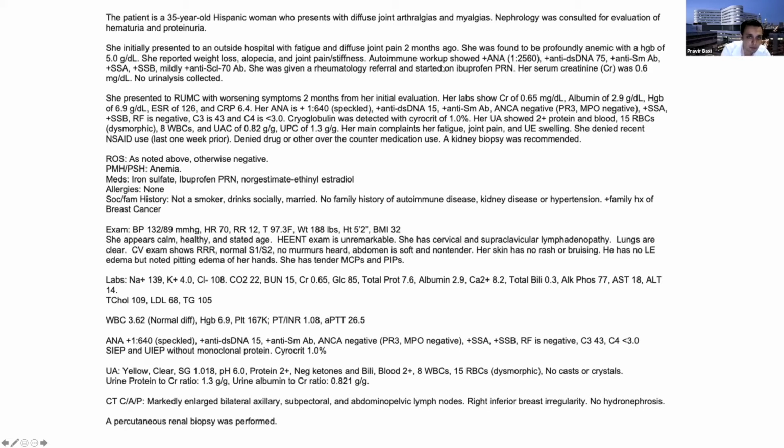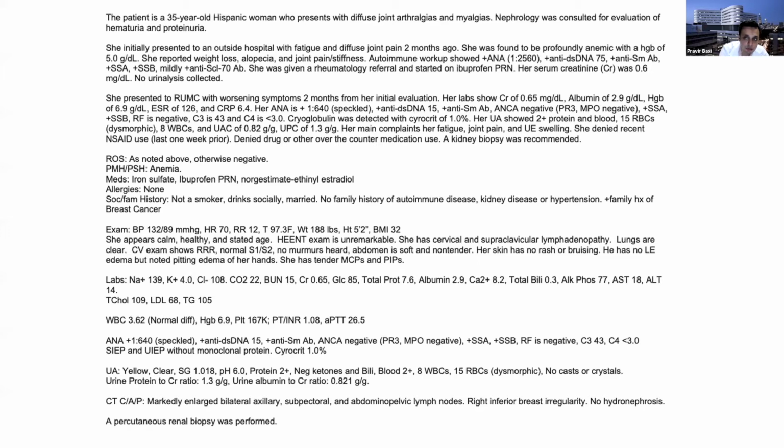Her ANA was still positive, and sure enough, her serologies were still positive as listed. We did check an ANCA that was negative. Rheumatoid factor was negative. Her complements, C3 was 43 and C4 was 3.0, both very low. We did a cryoglobulin, and that was detected with a cryocrit of 1.0%.